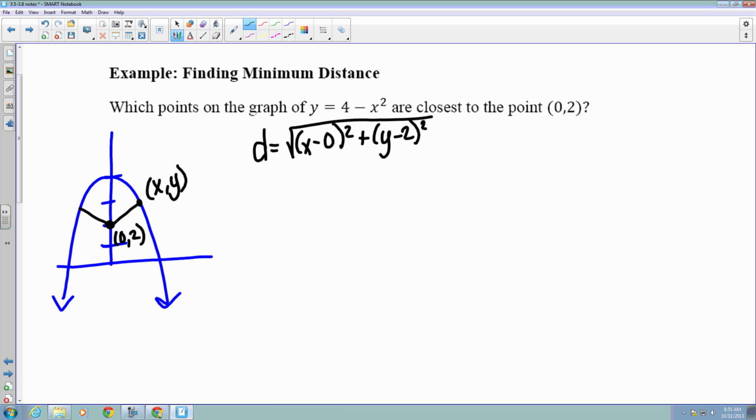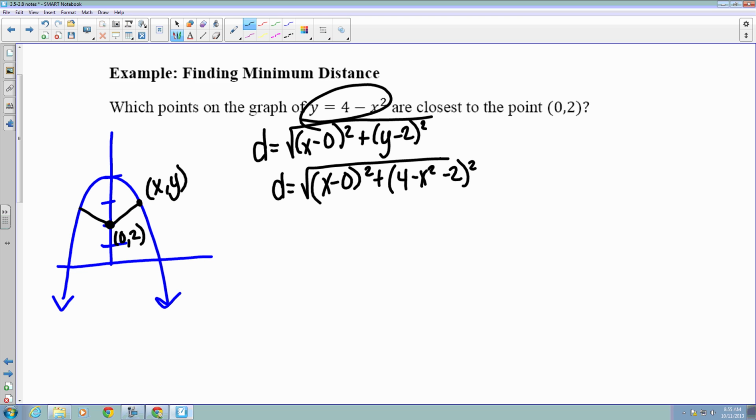The secondary equation in this case is the one that they gave to us, y equals 4 minus x squared. What we're going to do is plug 4 minus x squared in for y in our distance formula. When we simplify that out, skipping the math to get straight to the calculus, x to the 4th minus 3x squared plus 4 is what we get underneath our square root.